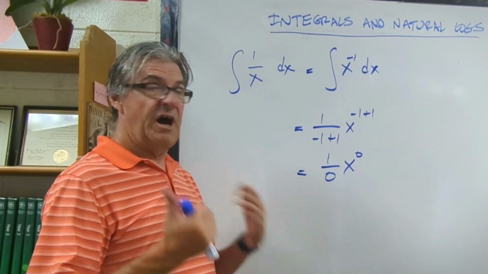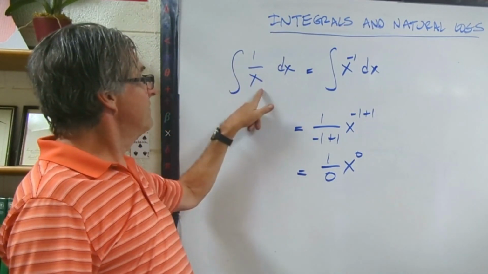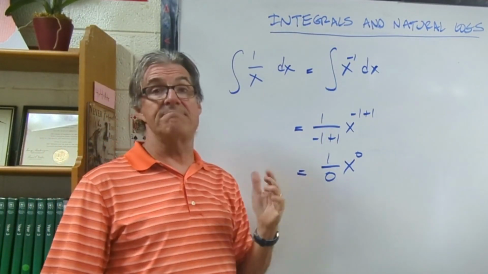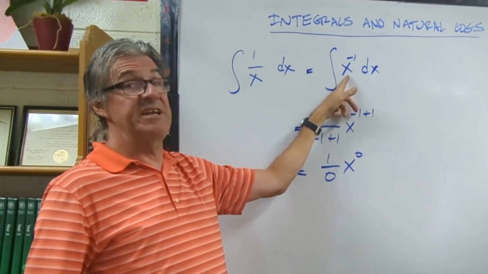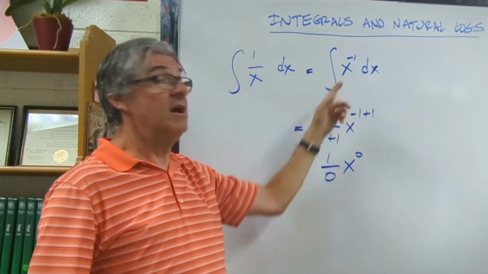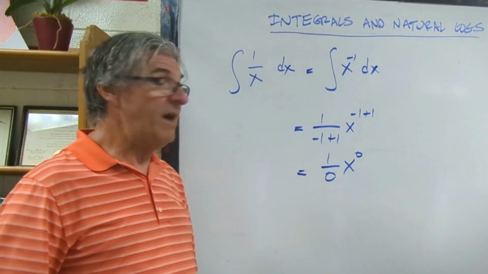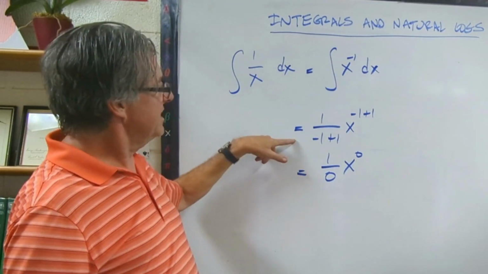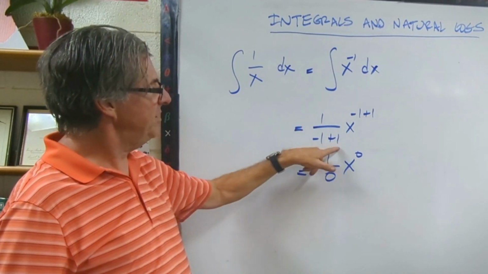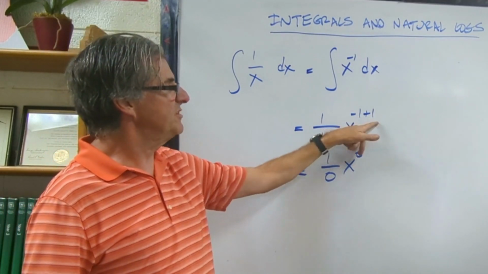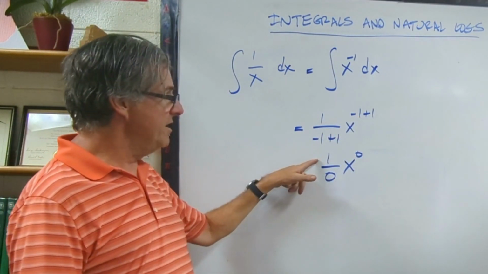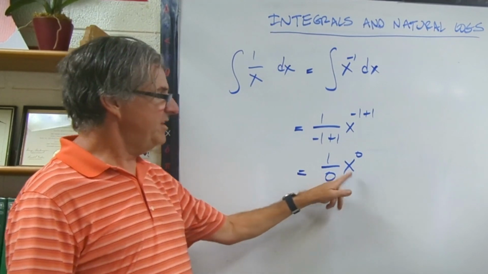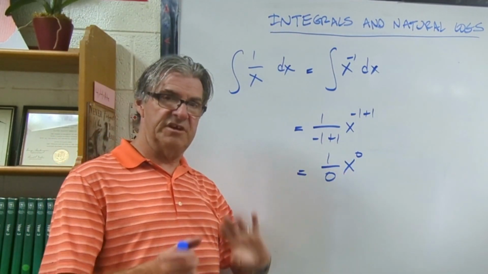Okay, so I realized that 1 over x is the same as x to the minus 1 power. And I do have a rule for integrating this particular power. I'm going to use my integral power rule, and I get 1 over negative 1 plus 1 times x to the negative 1 plus 1. Now here's where it gets a little weird. I have 1 over 0 times x to the 0. So let's look at this.